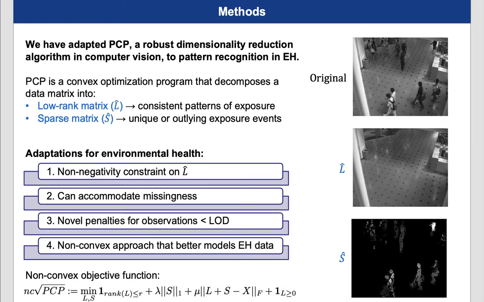in health models. The photos to the right illustrate this process in the video surveillance realm, with a bustling mall lobby being decomposed into the consistent pattern of the mall itself and the sparse events of people walking by.